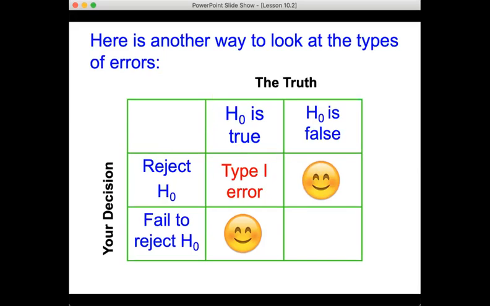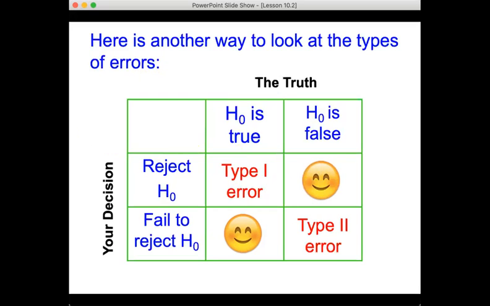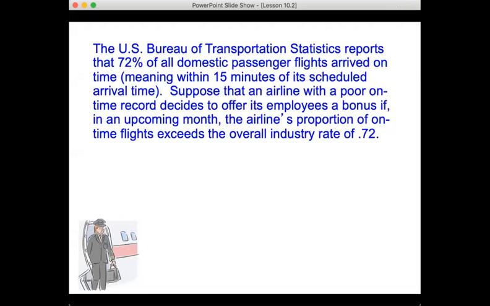Good. Nice, Johnny. And Clarissa, what about this last one? Type 2 error. Nicely done. All right, that is type 2 error. The null is false, and we fail to reject.